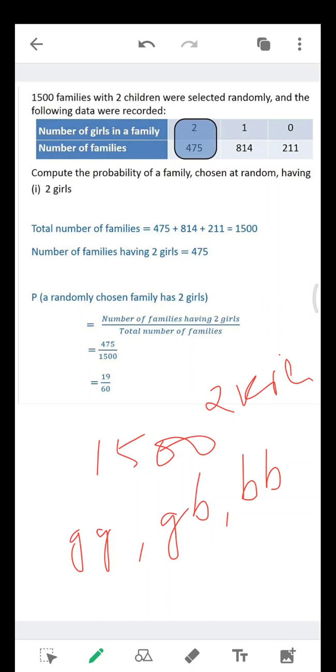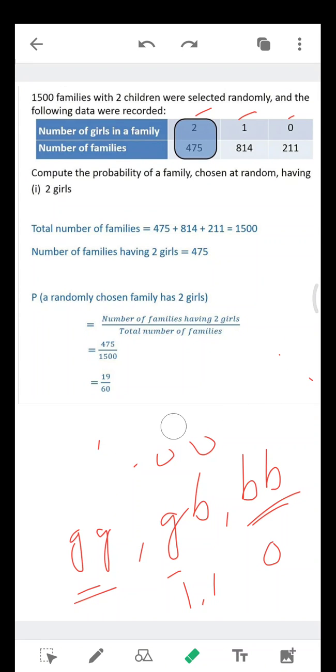How many families have 2 girls? 475. And 1 girl, that means 1 boy: 814 families have 1 girl. And 0 girls means both are boys. Understood? If both are boys, we say 0 girls. So 211 families have 0 girls. 1 girl means 1 is a boy, and 2 girls means 0 boys. There are no boys in that family. So this way the data is collected.